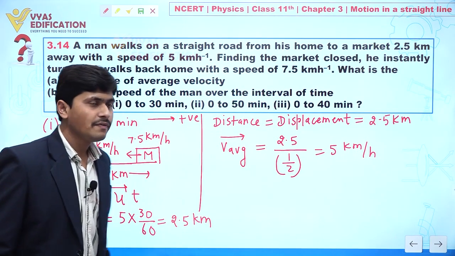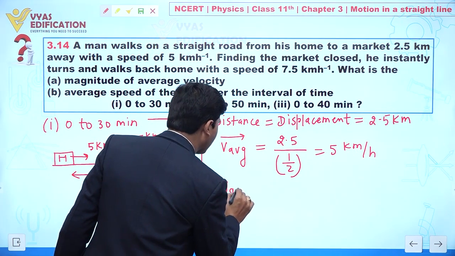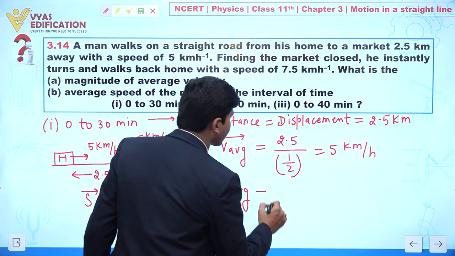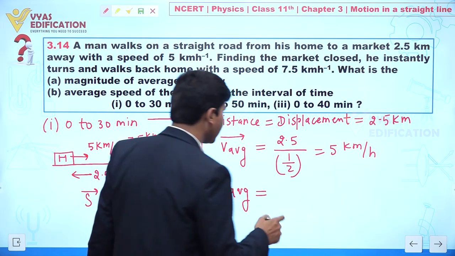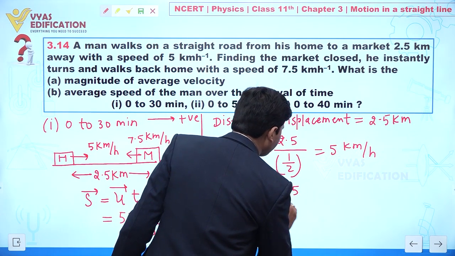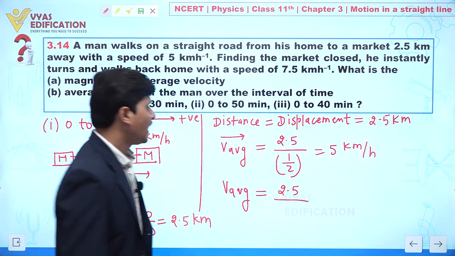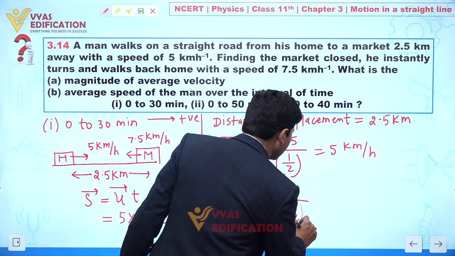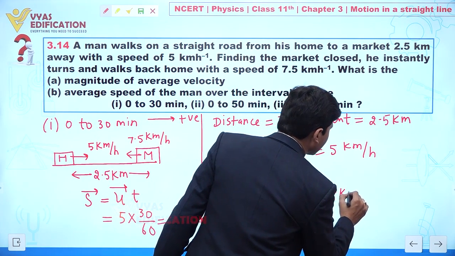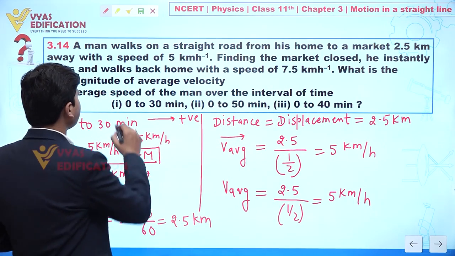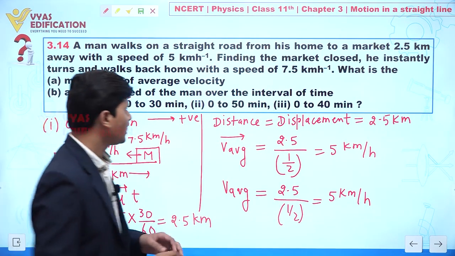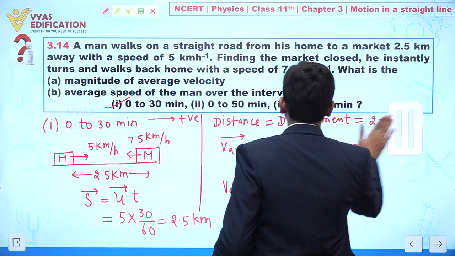Clear? Now if we calculate average speed, it is given by total distance over total time, because the particle is not taking a U-turn in the given interval of time. So distance is also the same and time is half. So from here this is 5 kilometer per hour. Clear to everyone? So I think part A is clear to you. Yes. Now listen carefully.